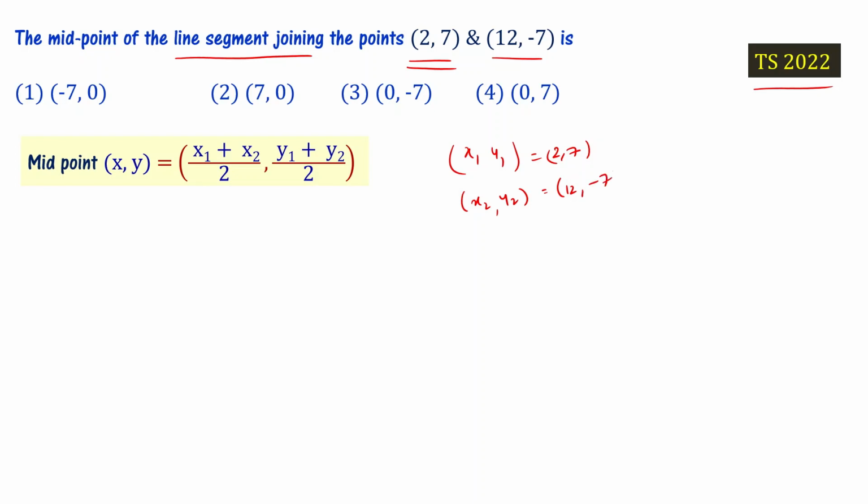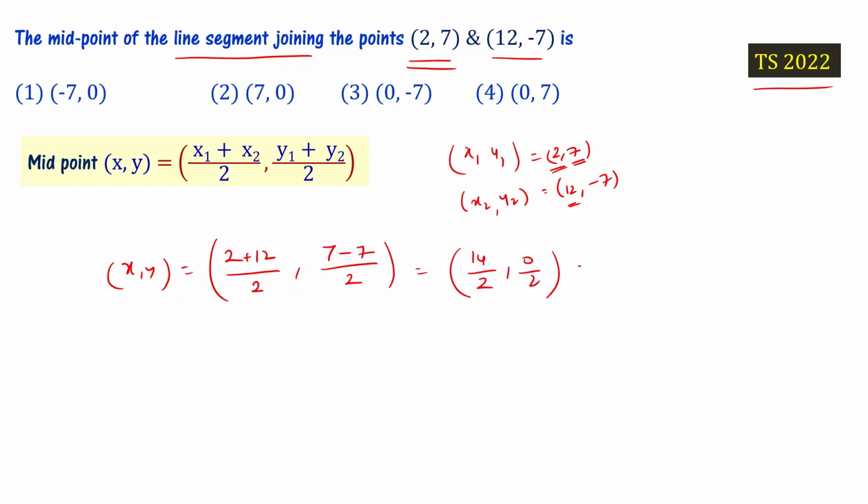(12, -7). Now midpoint formula use చేస్తే (x, y) is going to be equal to x1, that is 2, plus x2, that is 12, 2 plus 12 divided by 2, y1, that is 7, minus 7 divided by 2. This can be written as 14/2, 0/2. Right? This is going to be (7, 0). (7, 0) is choice 2. Choice 2 is the right answer. Understood?